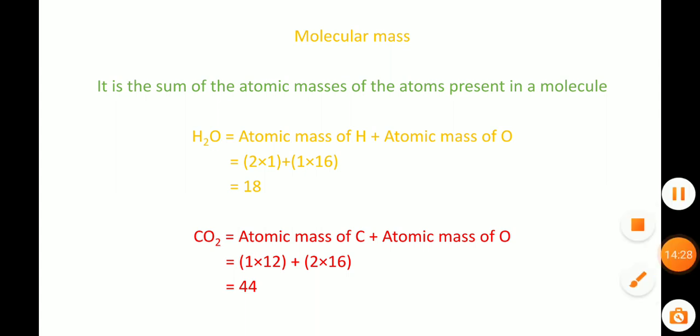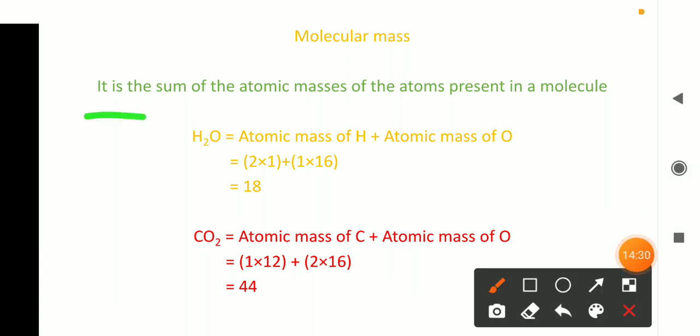So by definition, it is given here. It is the sum of the atomic masses of the atoms present in a molecule. And for illustrating this, I have taken two examples. One is a water molecule, and the other is carbon dioxide molecule. What is the formula of water? H2O is the formula of water. What are the atoms it possesses? It possesses 2 hydrogen atoms and 1 oxygen atom. To know the masses of hydrogen and oxygen, we can refer to the periodic table. These are very simple atoms, and we know the mass of hydrogen atom. What is the mass of one hydrogen?